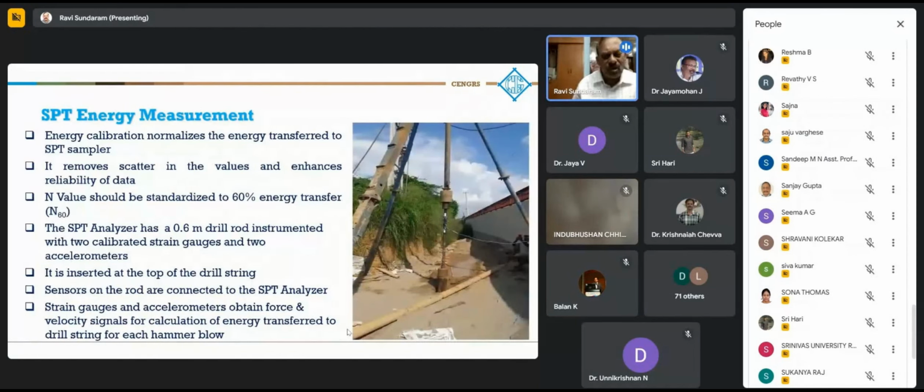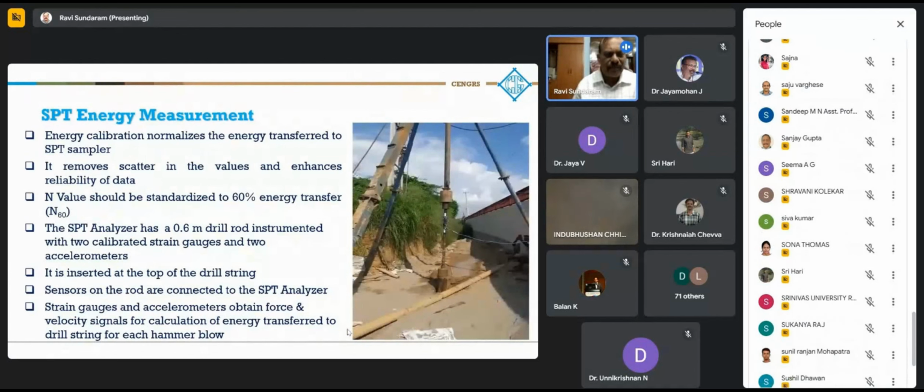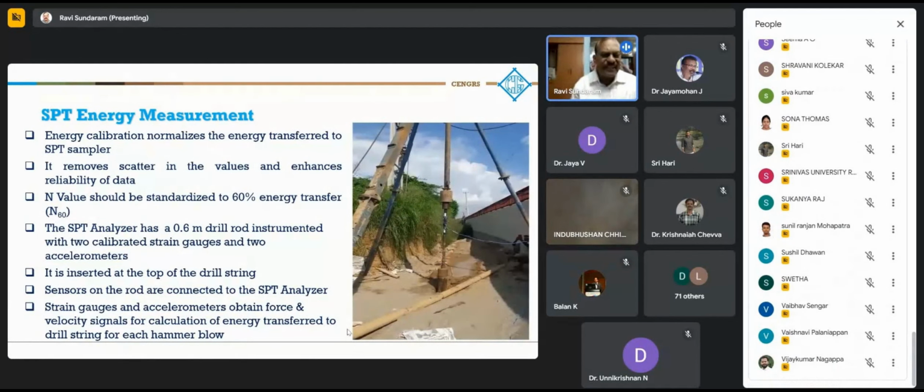The first one I will talk about is the SPT energy measurement. So energy calibration normalizes the energy transfer to the SPT sampler so that you can remove the scatter in the values. Thus, you enhance the reliability of the data. So what you should be doing is standardize it to 60% energy transfer.